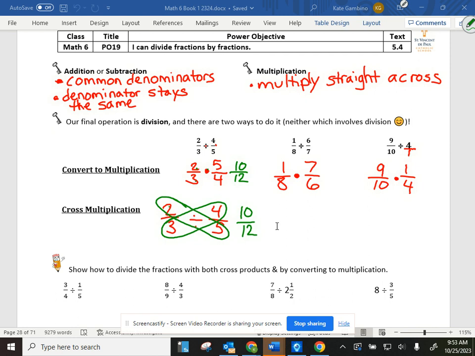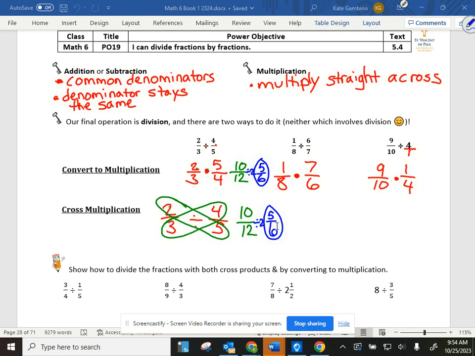Now, Marina's question was, do we have to simplify? What's my answer to that going to be? Yes, we always simplify. So is 10/12 my final answer? Why not? I can divide a 2 out. 10 divided by 2 is 5. 12 divided by 2 is 6. So my final answer would be 5/6. You get the exact same answer either way that you do the problem.